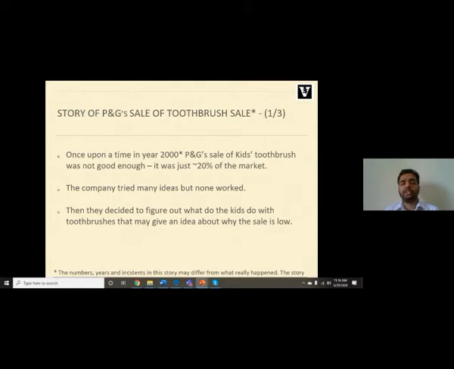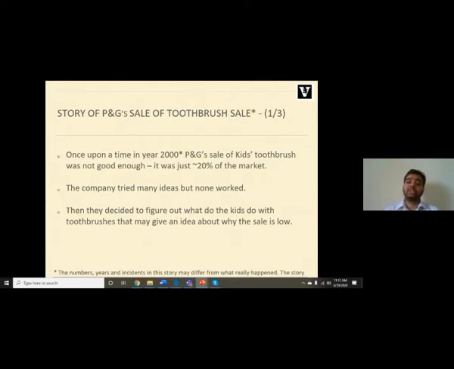Specifically, the toothbrushes that they manufactured for kids had very low sales. So they were really upset about this. All their other products were selling well, but toothbrushes had approximately 20% of the market share. The company tried many ideas, but none of them worked. They tried placing Superman stickers on the handles of the brushes. They tried casting some cartoons at the bottom of the brushes. They did a lot of things, but none of them increased their sales significantly.